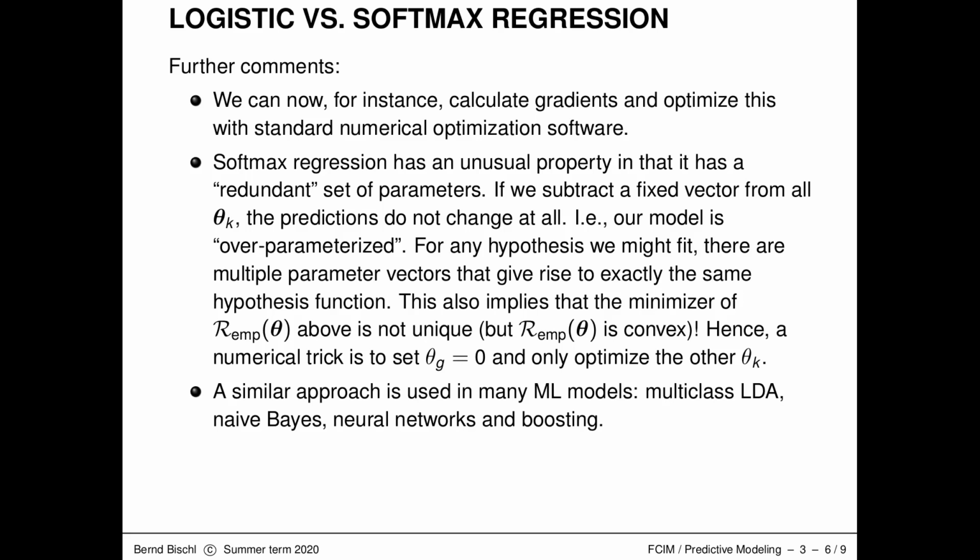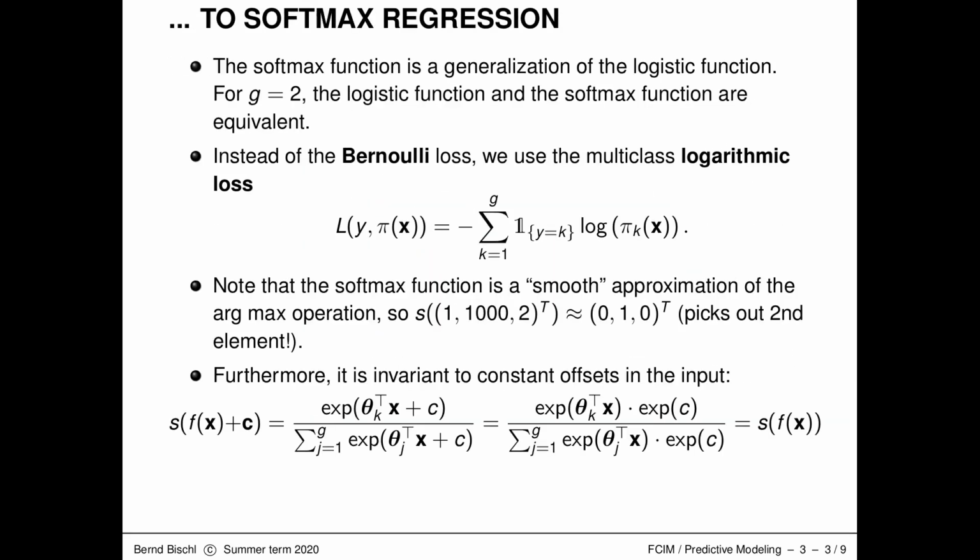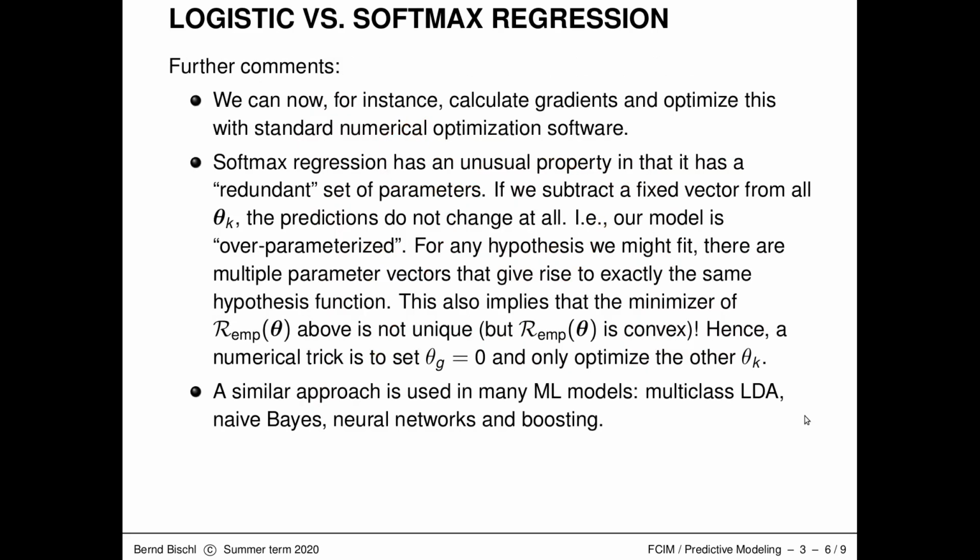So in the G class case, we also don't really need G theta vectors. We just need G minus 1. Or another way to see this was from this technical comment here, that if I shift by such a constant, the model actually stays the same. So if I, for example, subtract a fixed vector from all theta k, my predictions do not change at all.